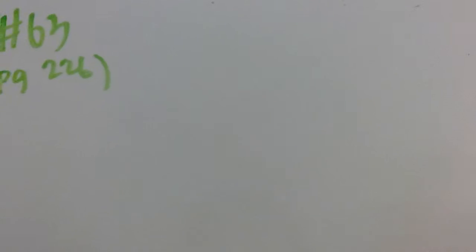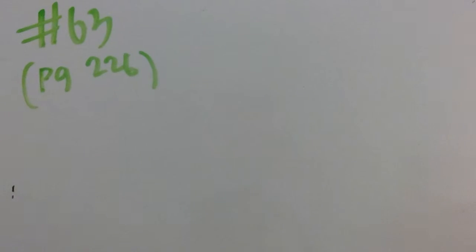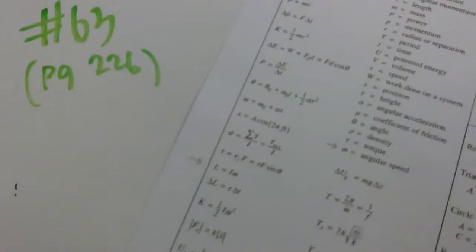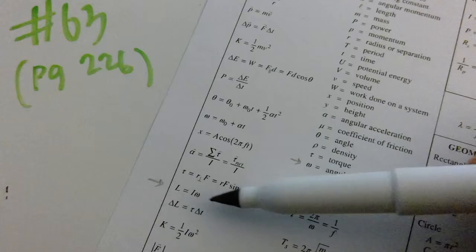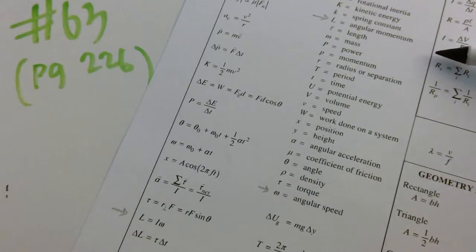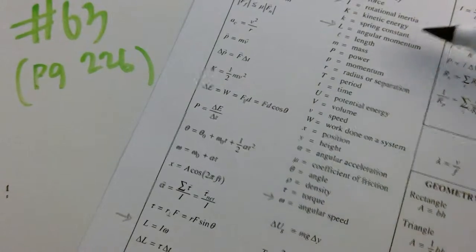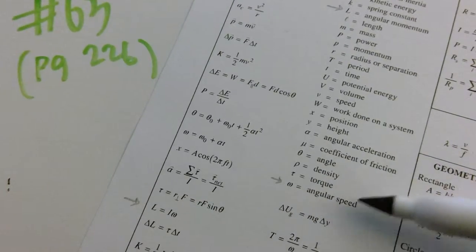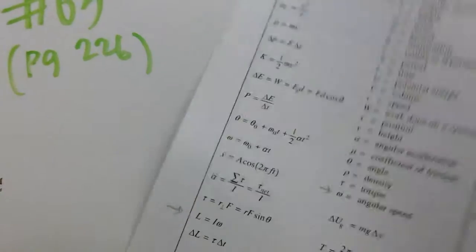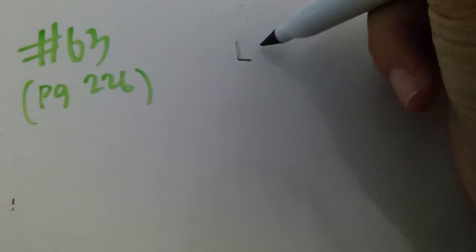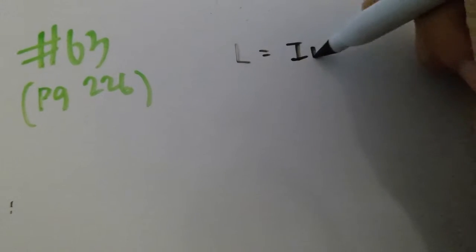So we first need to find the equation on the equation sheet. And so this one is the one that we need, because L is angular momentum, I is the rotational inertia, and omega is angular speed. So we want this equation.